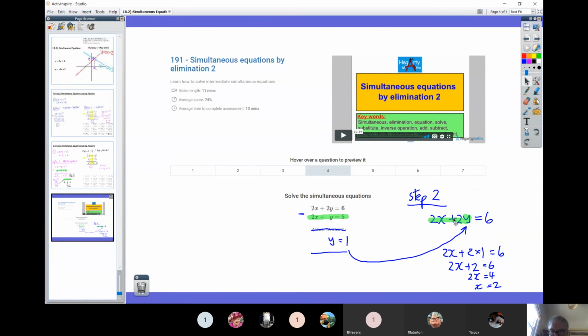So 2x plus 2 equals 6. Take away 2 from both sides. 2x equals 4. So x equals 2. All right, 2x plus 2 equals 6. Take away 2 from both sides. 2x equals 4. So x equals 2. So our final answer is x equaling 2 and y equaling 1.